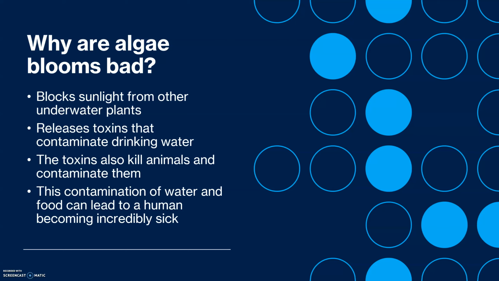These toxins don't just contaminate the drinking water, though, they also kill the animals. And when they kill the animals from the contamination, this gets spread onto us. So the contamination inside of the water and the animals can lead to us becoming incredibly sick if we eat these animals or drink that water.